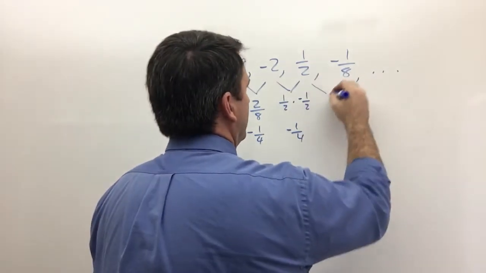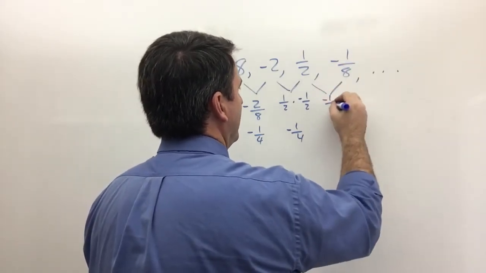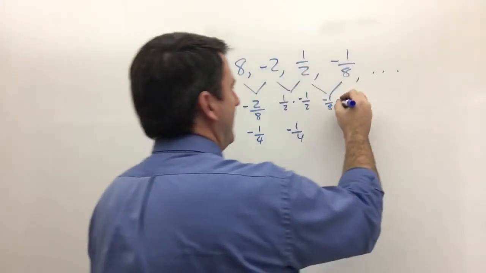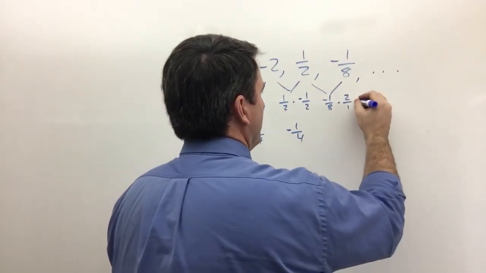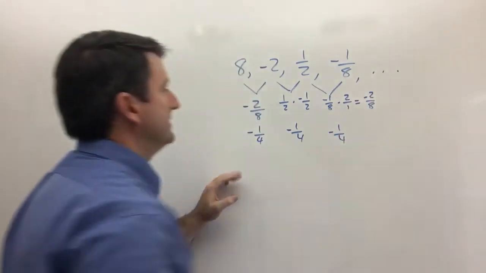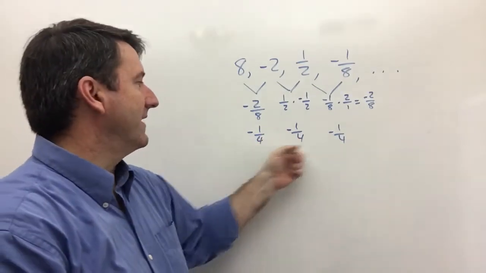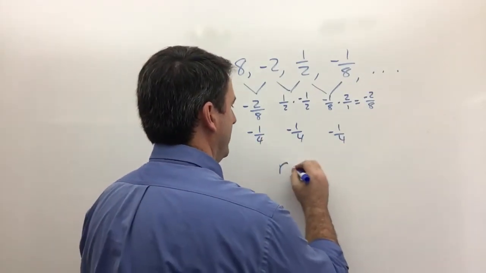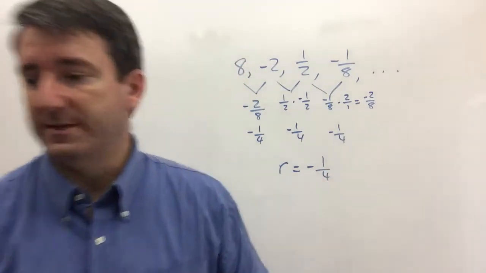And then over here, negative 1/8 divided by 1/2, that's the same as multiplying by 2. So we get negative 2/8, which is equal to negative 1/4. So we do have a common ratio, so this is a geometric sequence, and the common ratio, R, is going to be negative 1/4. So there's our first example.